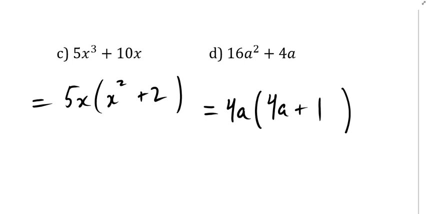And again, think about it. This will always work. 4a times 4a. 4 times 4 is 16. A times a is a squared. 4a times 1 is 4a. Right? So it works. It works every time. That's common factoring. There's a few different types.